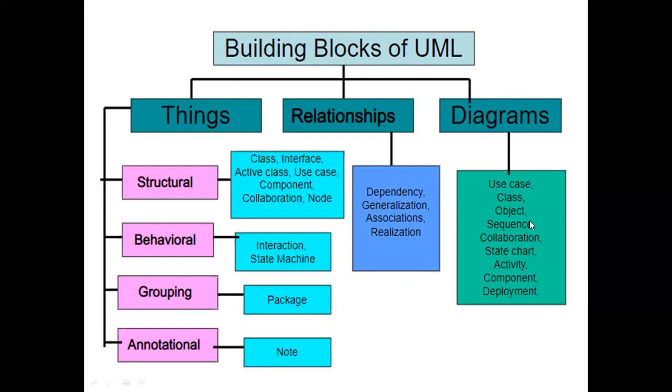Dependency. Second one, generalization. Third one, association. And fourth one, realization. So there are only four relationships. By using things and relationships, we are drawing 9 diagrams. That is, we are drawing 9 diagrams in UML. Totally, you have only 9 diagrams in UML.